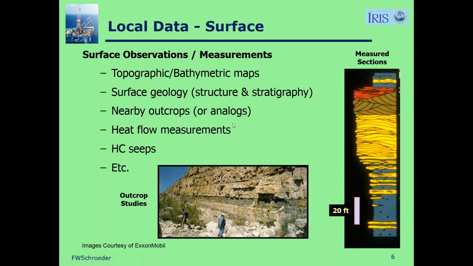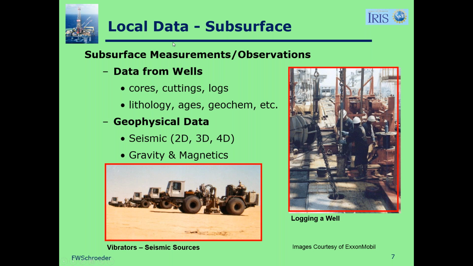We might have heat flow measurements. We might have hydrocarbon seeps, and there are various other types of local surface data that we may be able to benefit from. We can also have subsurface data in our area of study. That can be from well data. We may actually have cores that were collected when the drilling was going on. We could have cuttings, which are the shavings that come up with the circulating fluid.